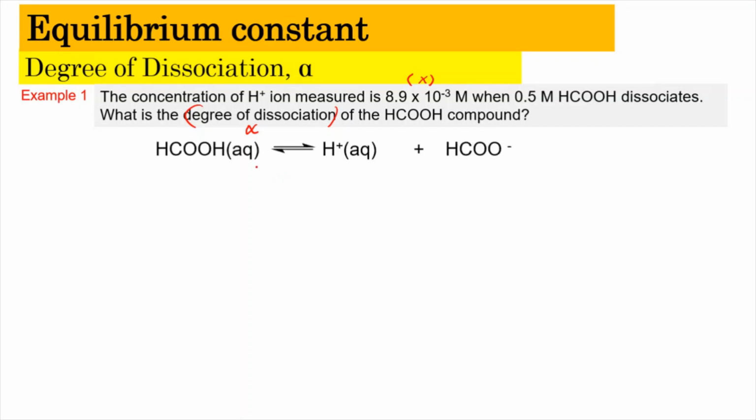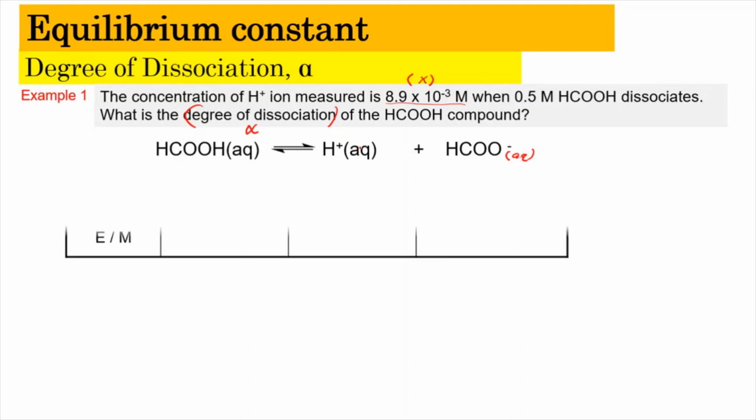So the methanoic acid will be in equilibrium with its hydrogen plus aqueous ion, as well as the methanoate ion, which is in aqueous. So they are in equilibrium between one another. So the methanoic acid will dissociate in order to form H plus aqueous ion, and this gives the value of X, which is 8.9 times 10 to the power of negative 3 molar. And because of this reason, we're going to do the ICE table.